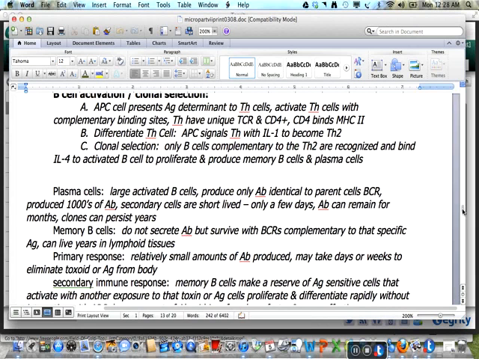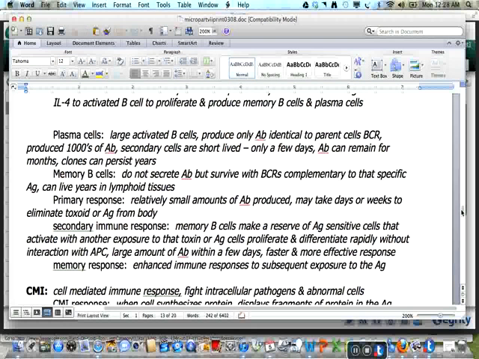During a primary response, a relatively small amount of antibody is produced. It may take days or weeks to eliminate the antigen or toxoid from the body. During the secondary immune response, memory B cells make a reserve of antigen-sensitive cells that activate with another exposure to that toxin or antigen. The cells proliferate and differentiate rapidly without interaction with an APC. Large amounts of antibody are present within a few days, giving a faster and more effective immune response. The memory response is enhanced with subsequent exposures to the antigen.